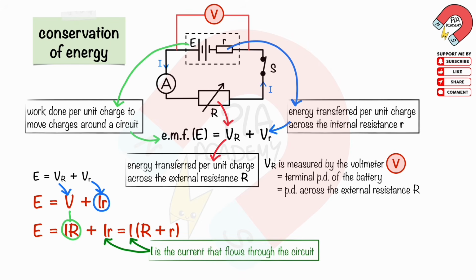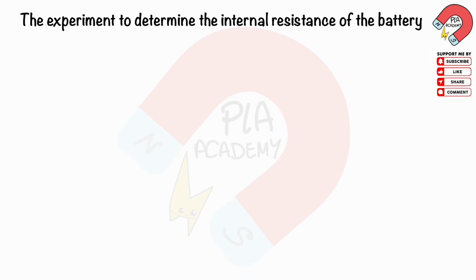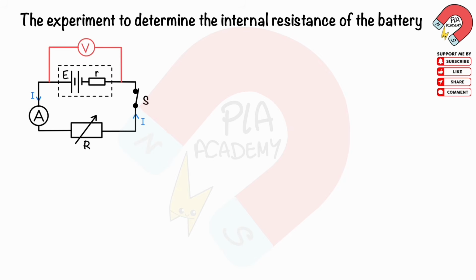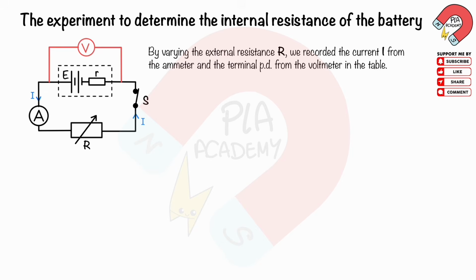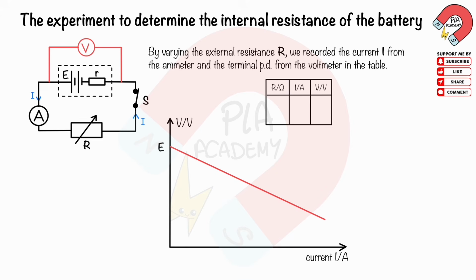The experiment to determine the internal resistance of the battery. We set up the circuit, as shown in the diagram. By varying the external resistance R, we recorded the current I from the ammeter, and the terminal PD from the voltmeter in the table. We plotted the graph of the PD V against the current I, as shown.